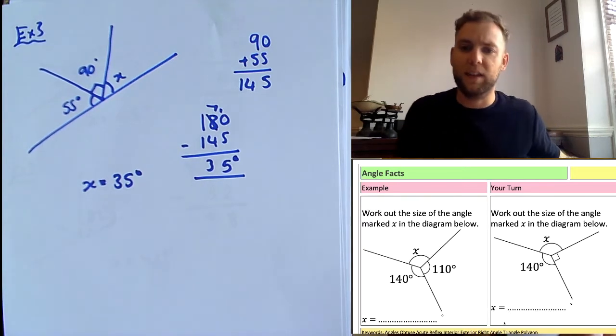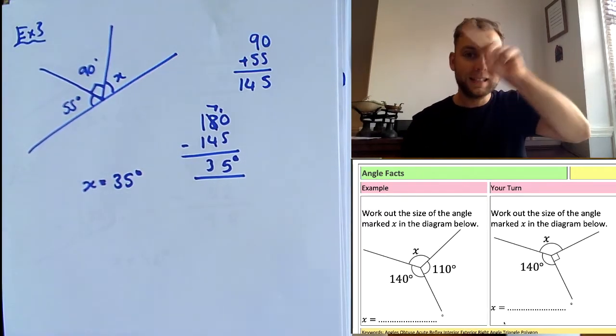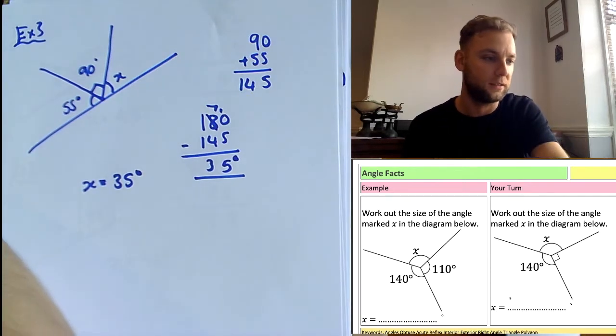So here we've got a different type of shape. It's not a straight line now. This is angles around a point. And I'm just going to show you another little diagram here as well.